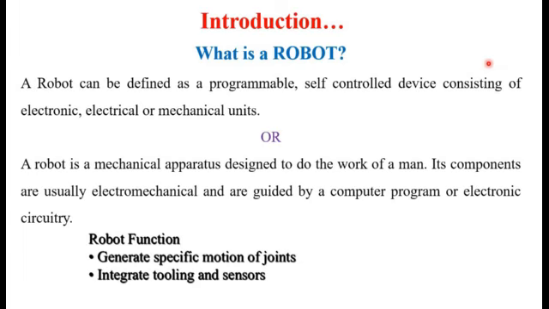Basically, nowadays in various industries, humans or operators are replaced by robots. That means human work is carried out by robots. Its components are usually electromechanical and are guided by a computer program or electronic circuits. So these electromechanical components are used to form the robot, and these robots are computer guided. They generate the specific motion of the joints and integrate the tooling and sensors to do the work of humans. These are the functions of the robots.